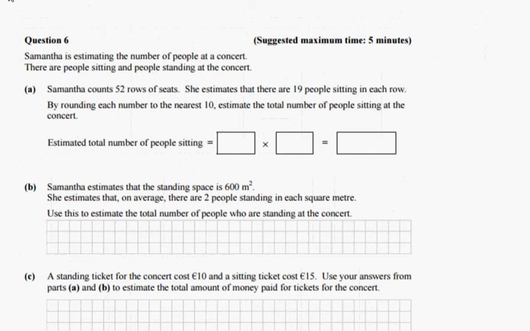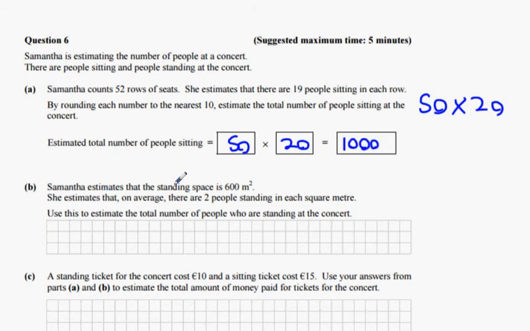Now, next we're going to look at question 6. Okay, so Samantha is estimating the number of people at a concert. Samantha counts 42 rows of seats. She estimates there are 19 people sitting on each row. By rounding each number to the nearest 10, find the total number of people sitting at the concert. So 42 is going to round off to 40. 19 is going to round off to 20. So we're going to do 40 times 20, which is going to be 800 people.